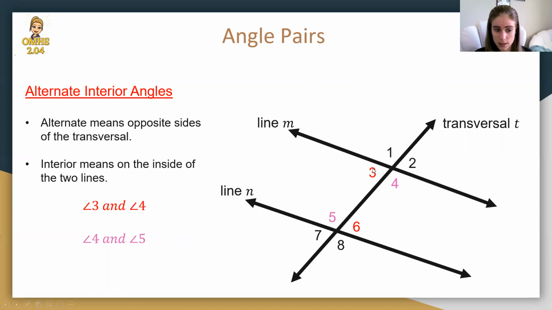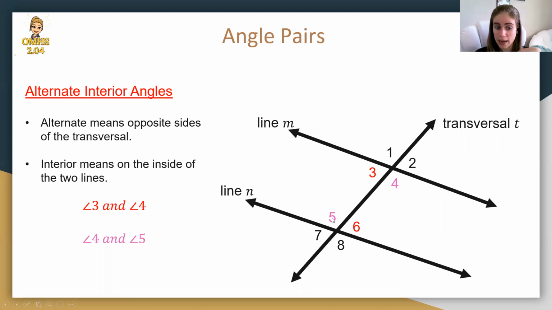Angle 3 and angle 6 are alternate interior angles. They're alternate because they're on opposite sides. See how 3 is on the left side of my transversal and 6 is on the right side. And they're interior. They're both inside my 2 lines, M and N.